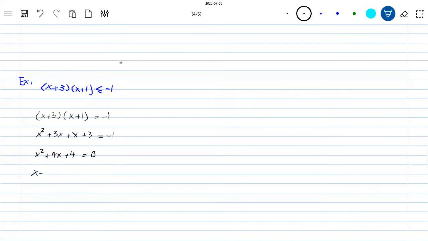Can I factor it? Yes, I can factor it. (x + 2) squared actually equals 0. And you can write it this way as well: (x + 2)(x + 2). That's the same meaning. So what do I get? x + 2 equals 0. That means x equals -2. That's the solution that we get. It's only one solution as well. So I draw the number line.